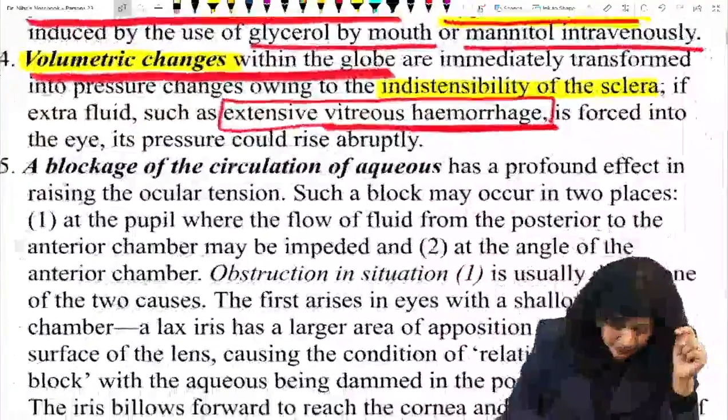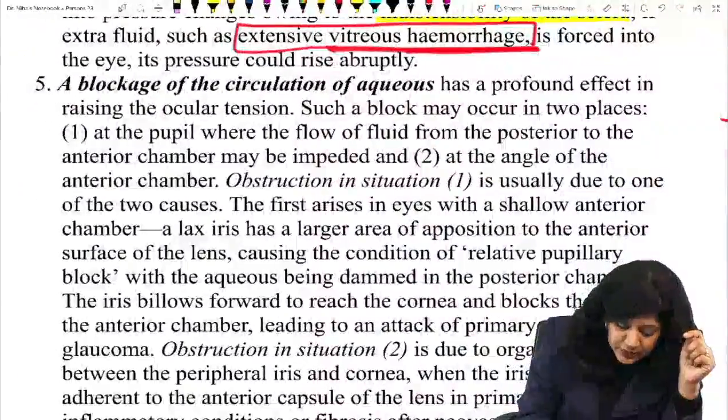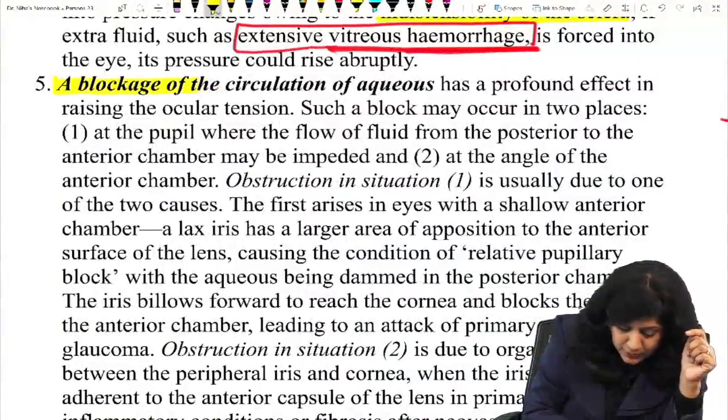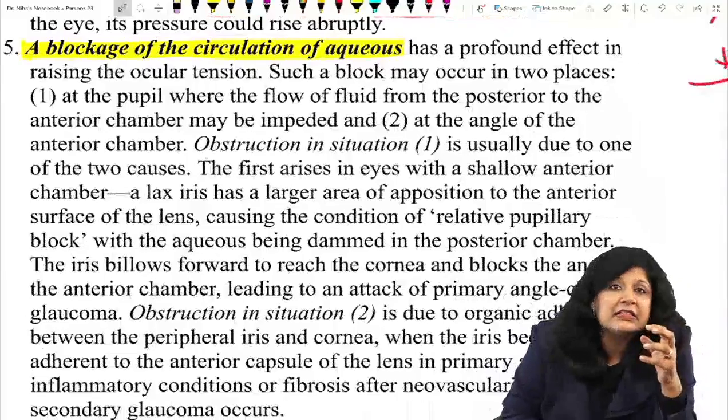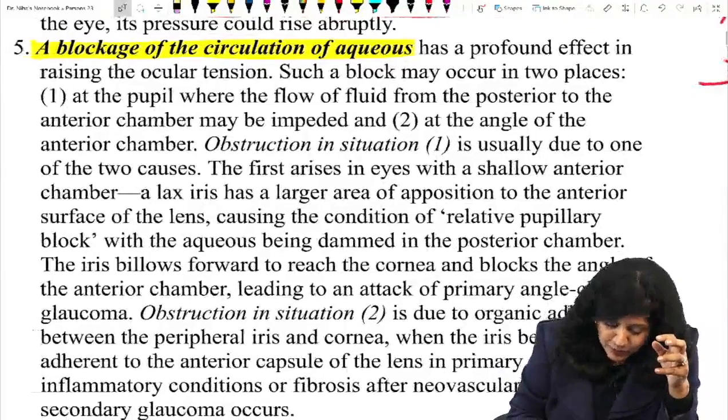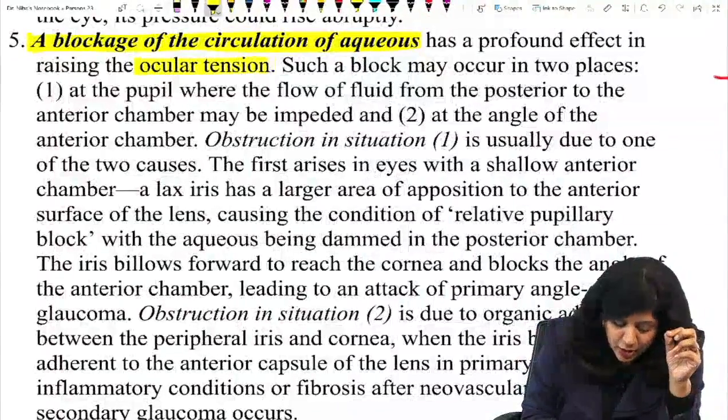Then the next one, blockade of the circulation of the aqueous. Now the blockade in the circulation of aqueous also has a profound effect on the ocular tension.